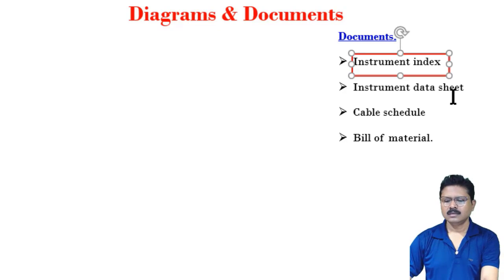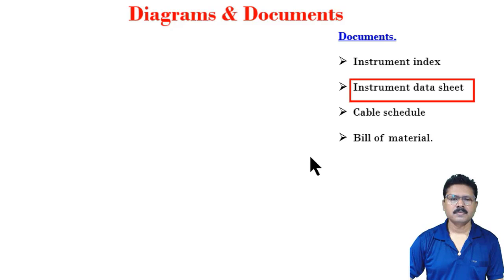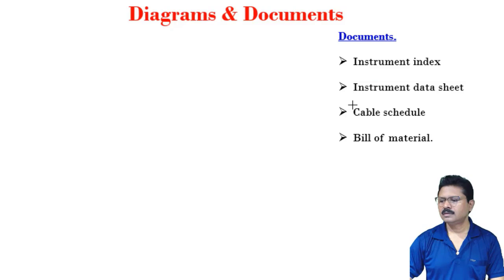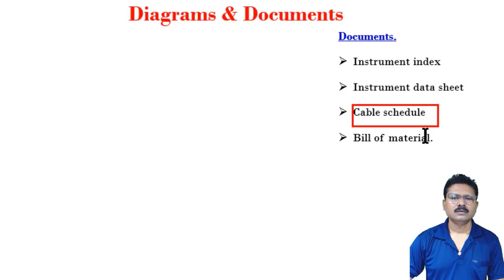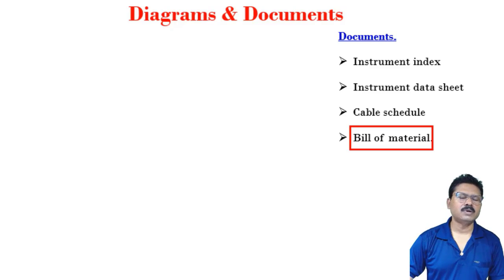Different documents are the instrument index. This instrument index has a list of instruments with tag numbers and other information. Instrument data sheet: this has the specification and other information of a particular instrument. Cable schedule: this describes the different lengths, type and size, color, termination details, route, and conduit details. Bill of materials, which is a complete list of all the items that are required to build a product. I will discuss these different documents in detail in a separate tutorial.